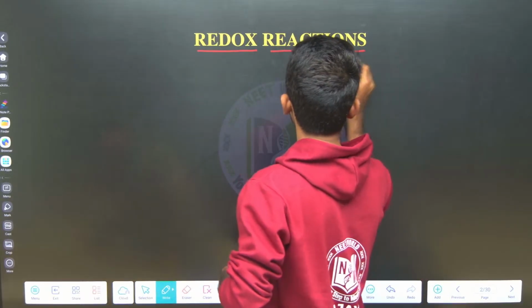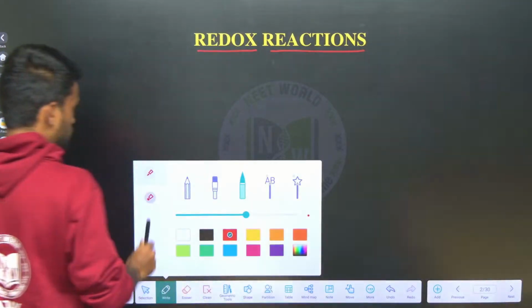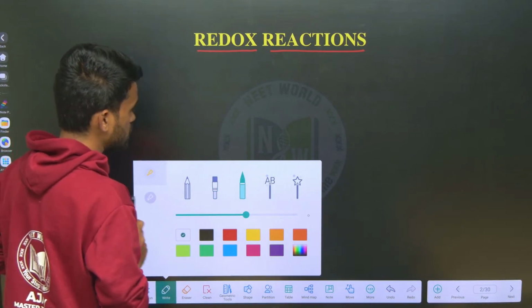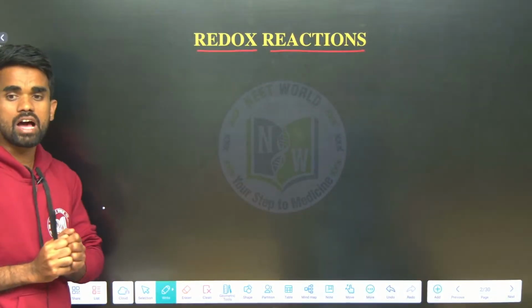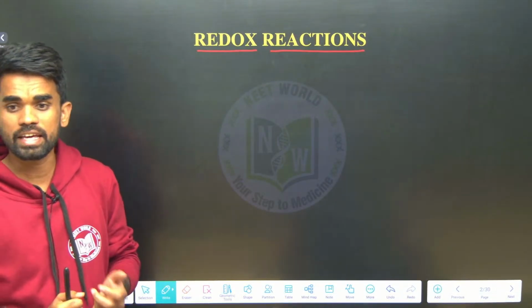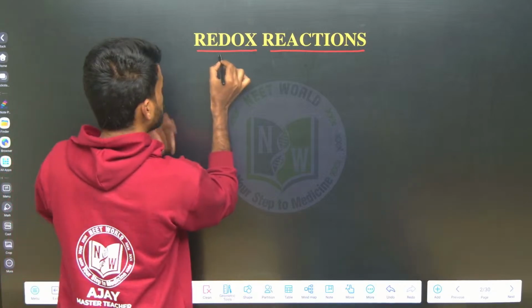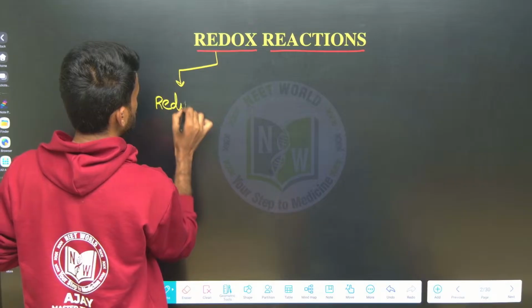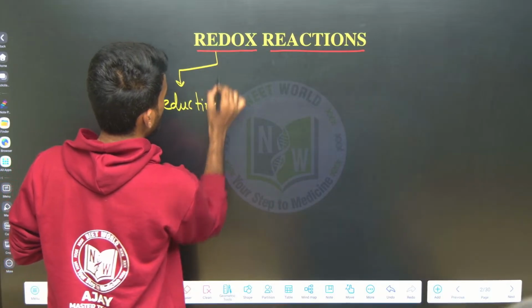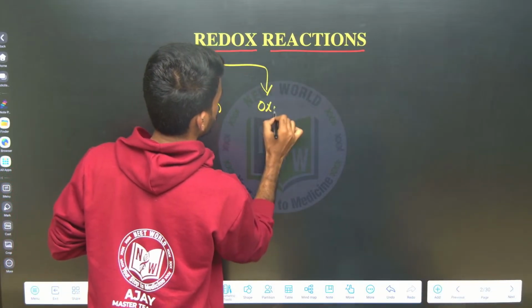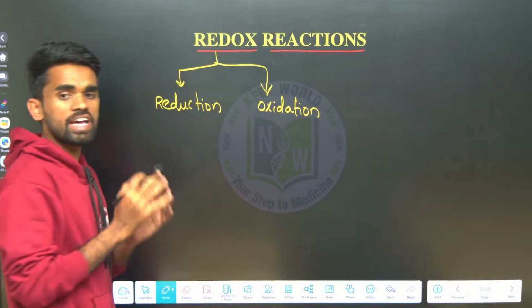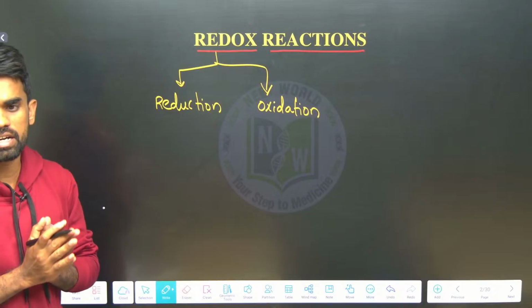So tell me, what do we mean by redox reactions here? Those reactions in which simultaneous oxidation and reduction is taking place. See here, redox means reduction and oxidation. Both are taking place simultaneously. So those reactions are considered as redox reactions.